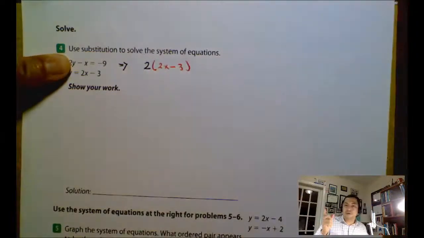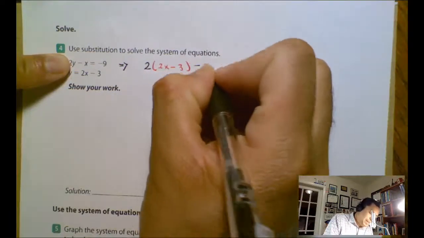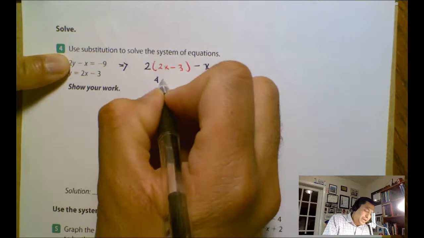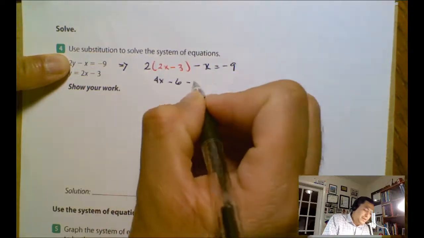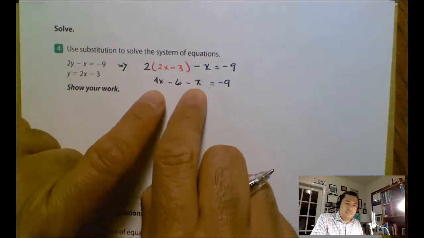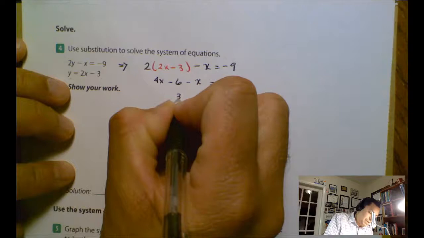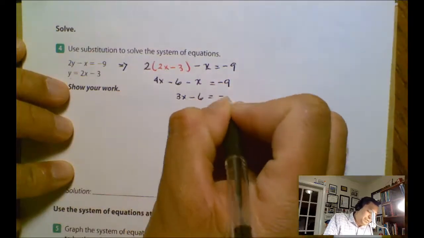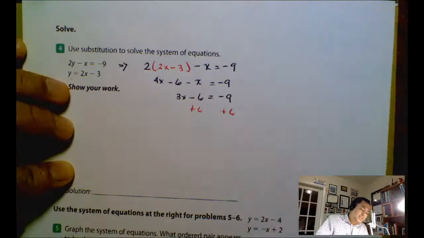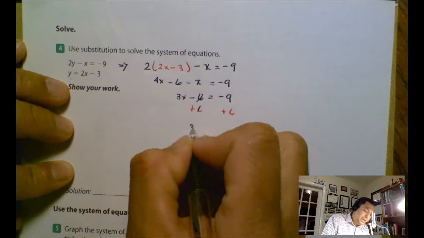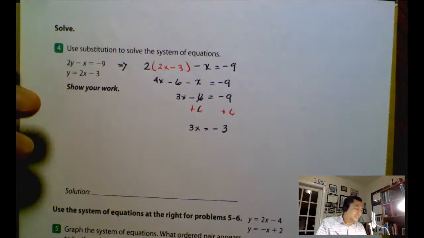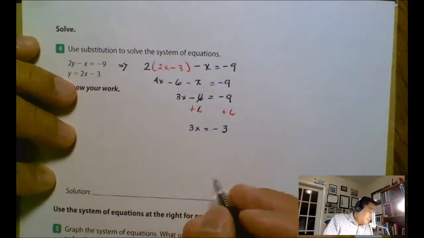That means I'm going to find the value of x first. Minus x equals negative 9. Then apply the distributive property. 2 times 2x is 4x. 2 times negative 3, negative 6. Minus x equals negative 9. Okay, let's simplify. 4x minus x is equal to 3x. So I have 3x minus 6 is equal to negative 9. Let's get rid of that 6. Plus 6, plus 6. So this 6 goes away. So 3x is equal to negative 3. Negative 9 plus 6 is equal to negative 3.